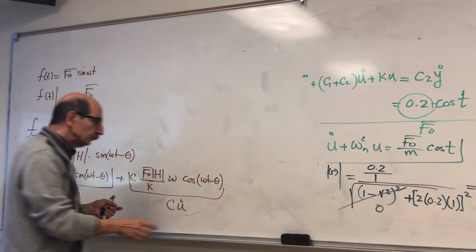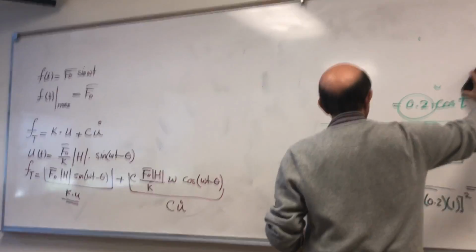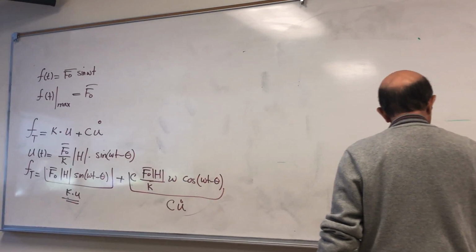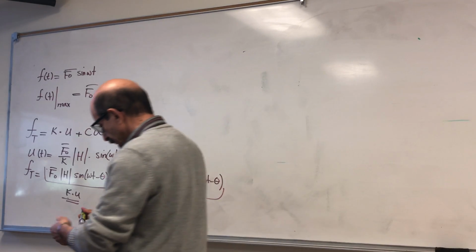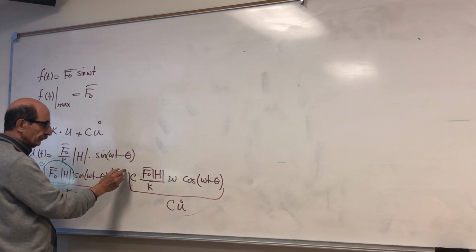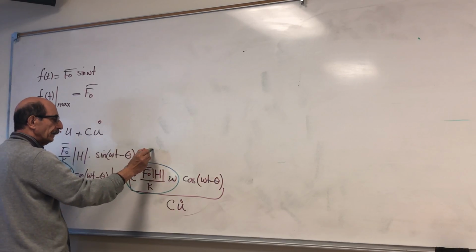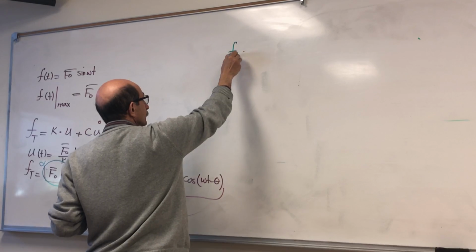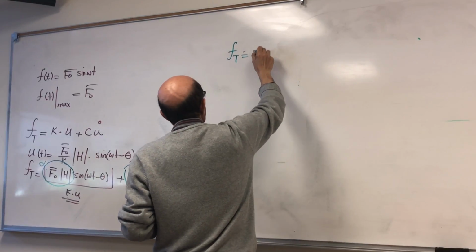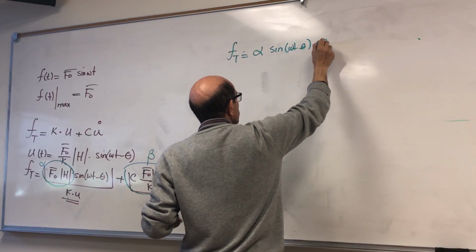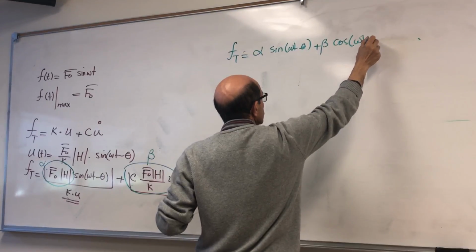But now we want to find the maximum value of this force, right? What is the maximum value of this force? This is a sum of two harmonic functions, right? By now we know, if this is alpha and this is beta, then the transmitted force you have is of this form: alpha sine of omega t minus theta plus beta cosine of omega t minus theta.